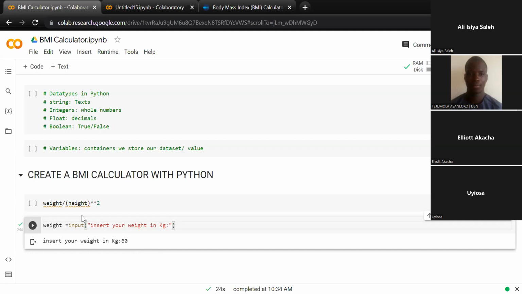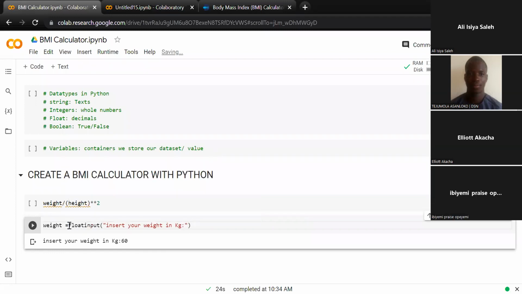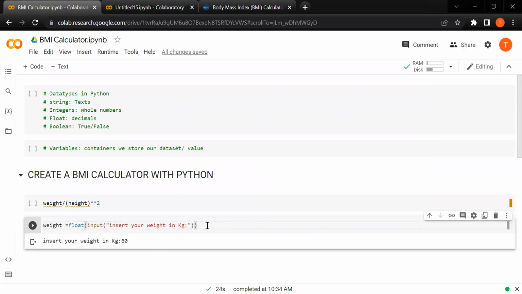Now, some weights may not be a whole number, they can be in decimal. So let us make this input a float. I told you that float is a number in decimal. So now let's convert it to float. Any input we give will be converted to float data type. Are we cool? Okay, good. Thank you very much. I'm sure we are getting it.